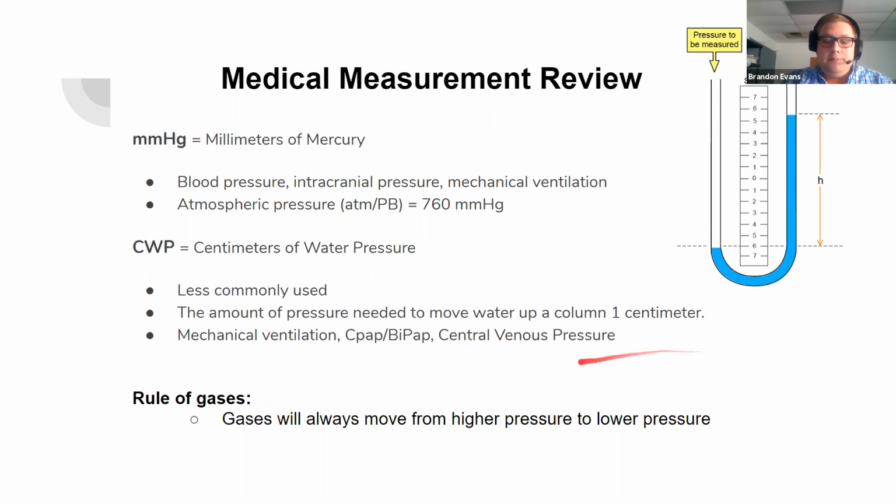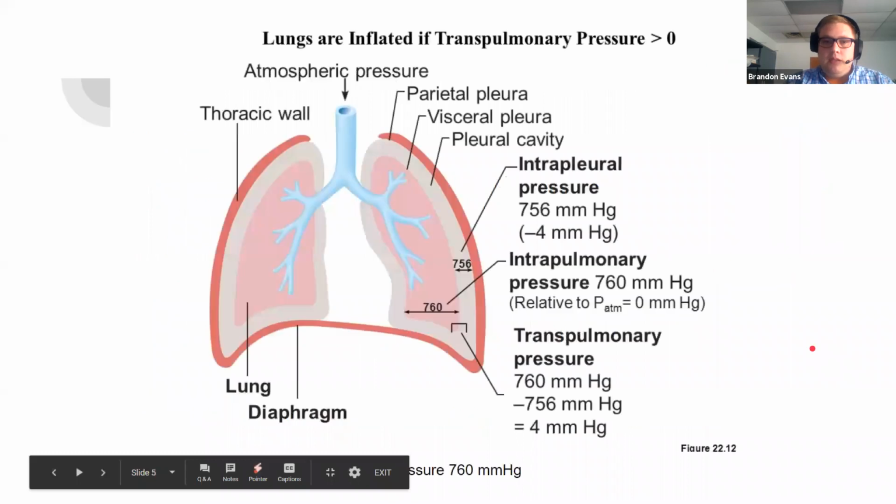So they'll be on a 10 centimeters of water pressure, or CPAP of 10, and that's what that pressure is. Another rule that we'll refer to throughout this presentation is the rule of gases. And basically what we're saying here is that a gas will always move from a higher pressure to a lower pressure until it reaches equilibrium. And we'll refer to that a few times.